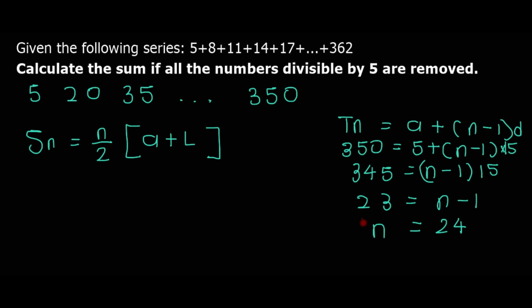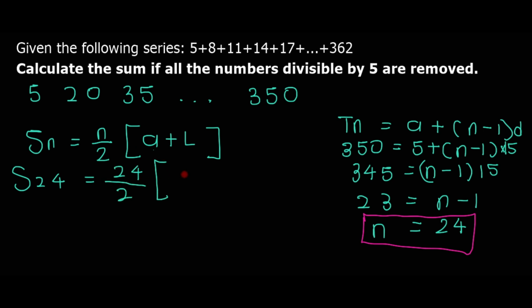So this means we are adding 24 terms, and now we can say S 24 is equal to 24 over 2, and then our a is 5, and our last term is 350, and from there what we get is 4260. So this is the sum of the numbers that are divisible by 5.